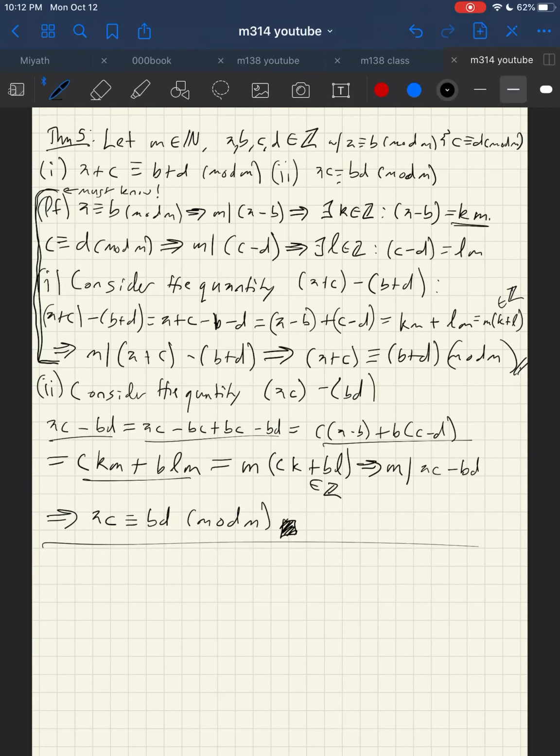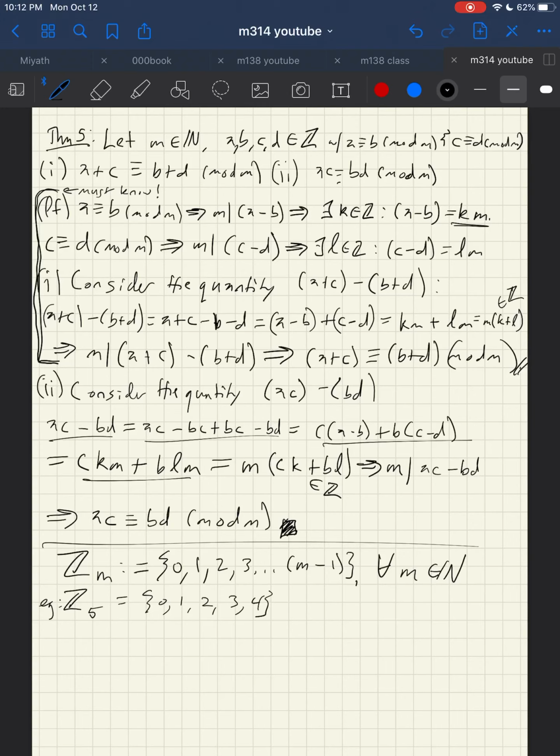Last thing I want to do is define Z mod M. So Z mod M is the set 0, 1, 2, 3, all the way up to M minus 1. And for any natural number M, we can define this set. So for example, Z mod 5 is just going to be 0, 1, 2, 3, 4.